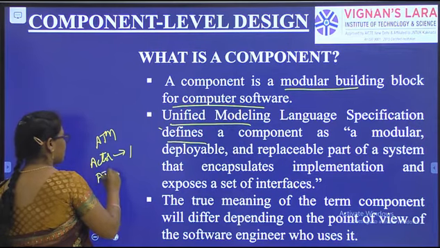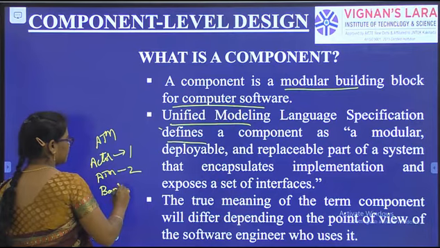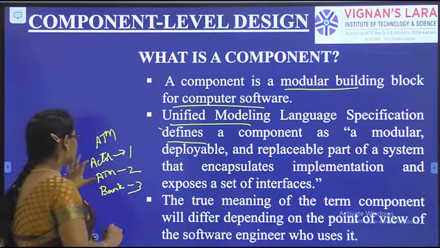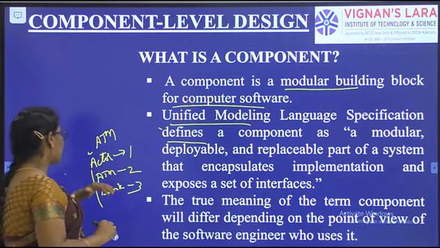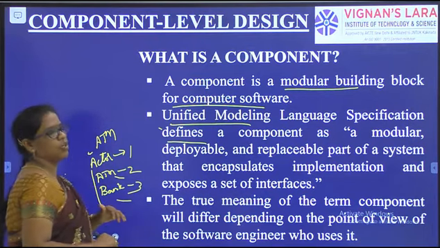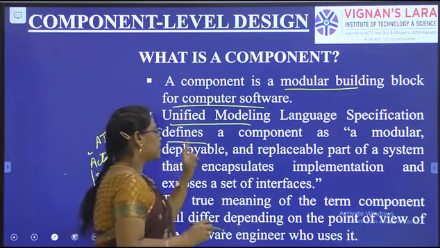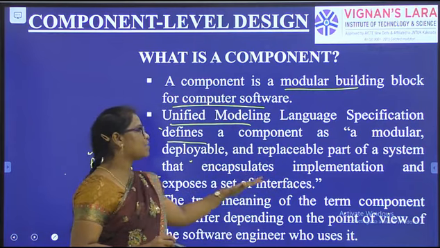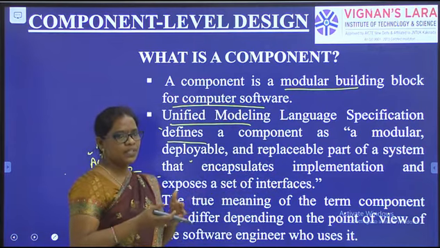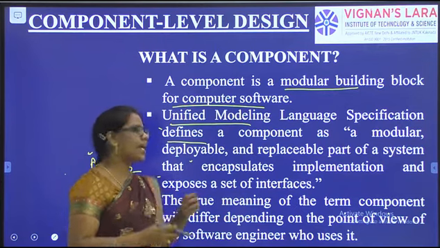ATM is one component. Bank is another component. So these are the three components, different modules. Actor is one module, ATM is one module, bank is one module. They are modular, deployable, replaceable parts of a system. Encapsulate is nothing but wrapping, like how a chocolate is wrapped in a chocolate paper.